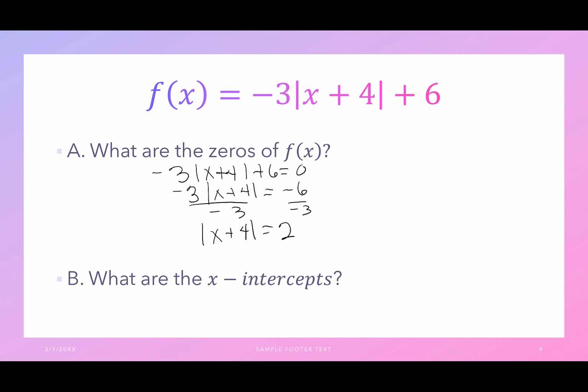When I take off the absolute value, it's important that I remember that I'm going to have two solutions. So I'm going to have x plus 4 is positive 2, x plus 4 is negative 2. If I subtract 4, I get x equals negative 2, and then in the second equation, x is negative 6. It feels like we're asked the same question twice. What are the zeros? They're negative 2 and negative 6. What are the x-intercepts? They're negative 2, 0, and negative 6, 0. So you do all the work in A, and then you follow through in B.